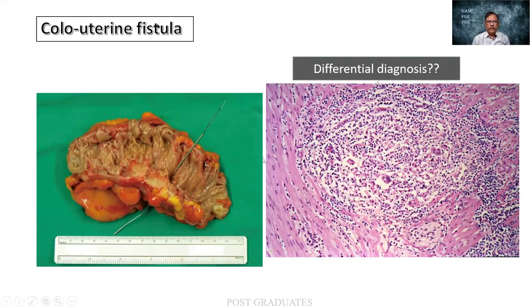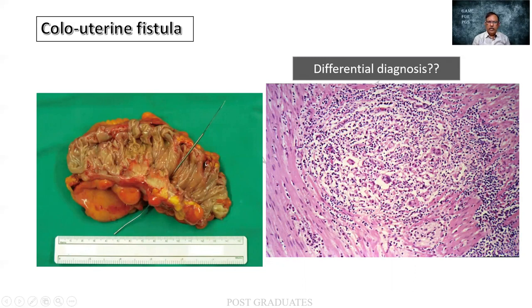Colouterine fistula. Fistula again, there will be a definition. A fistula is supposed to be a narrow passage that connects two larger sacs or a large sac to the exterior. Such definitions you people should be knowing. I hope you can recall your surgery. In this case, it is a colouterine fistula that has been identified by means of a probe.